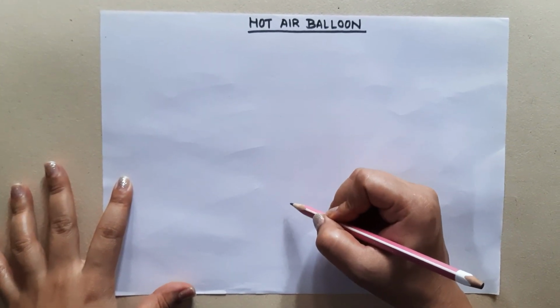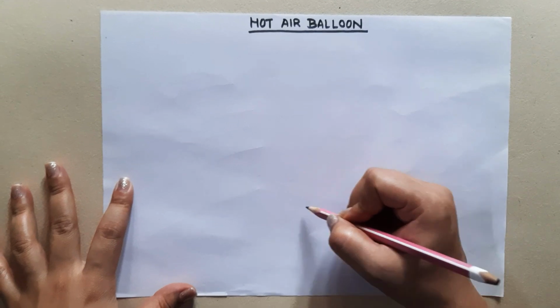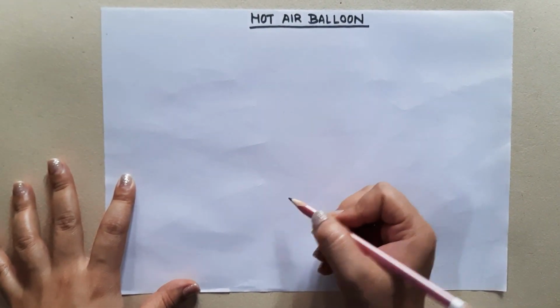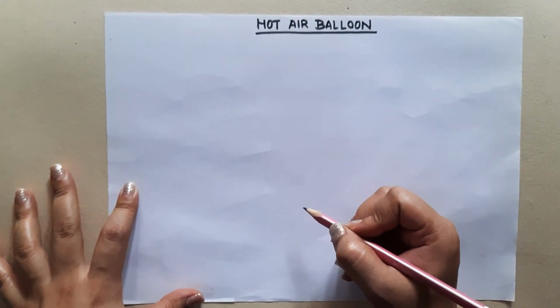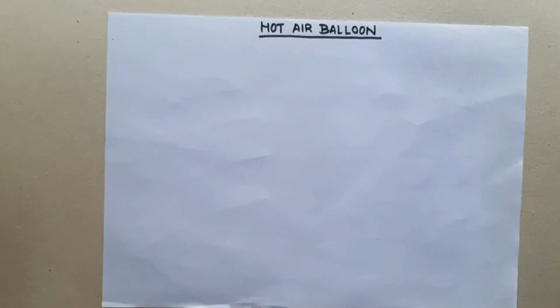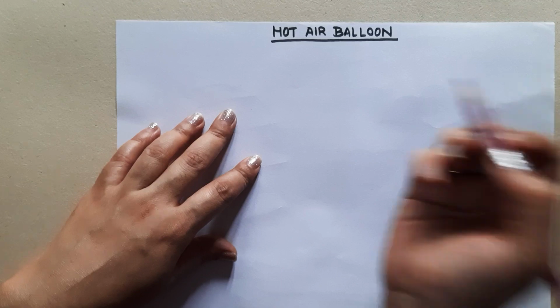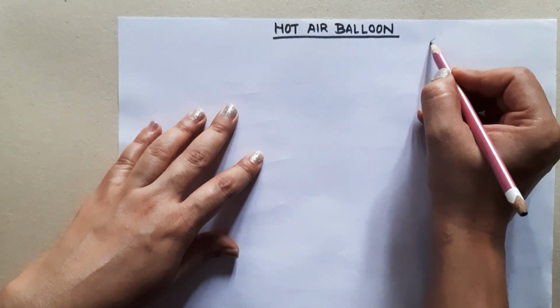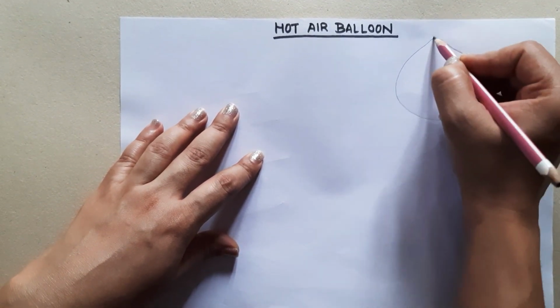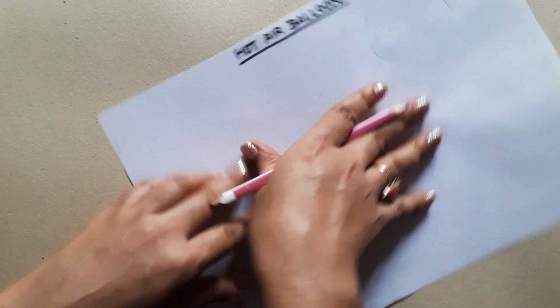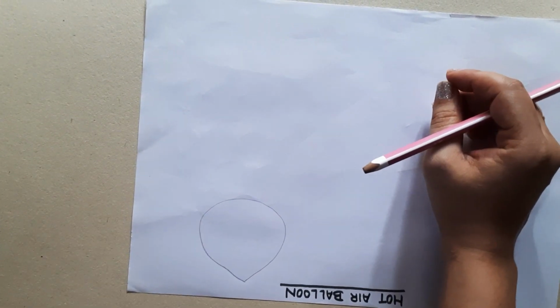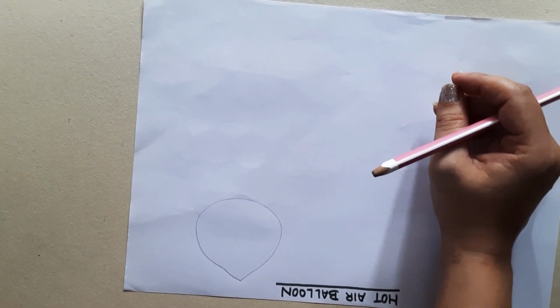So let's begin. To draw a hot air balloon, we are going to make a drop shape which is upside down. You all know how to draw a water drop? Yes, like this. And if I see it like this, it becomes the top of a hot air balloon.